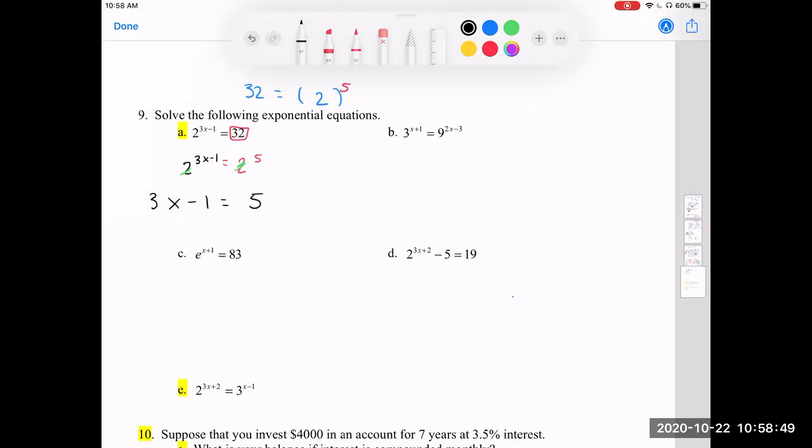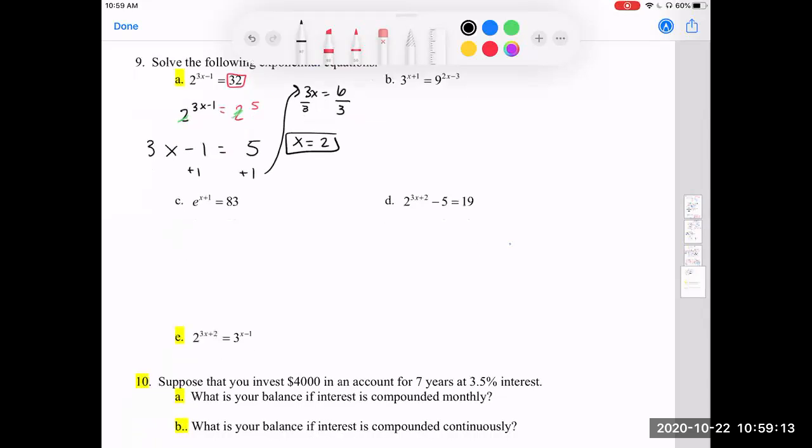And we can solve for x from there. So we do plus 1, 3x equals 6, divided by 3, x equals 2. And that's how we work with these type of problems. If I can somehow get the same base, it works to your benefit.